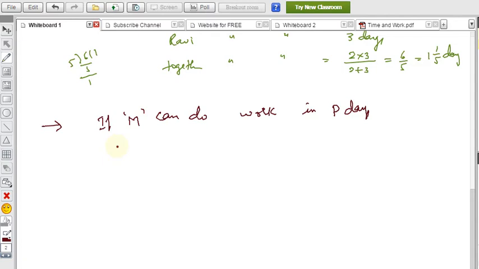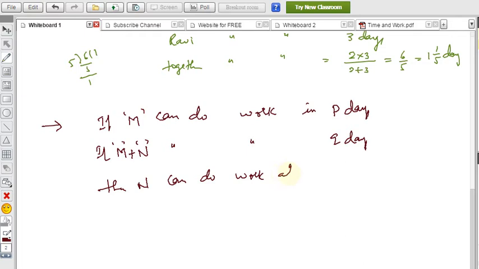With the help of N means M plus N. Both can do the work in Q days with the help of N. Then N can complete the work alone in P into Q by P minus Q. From P and Q, subtract the smaller from the bigger number. That is how long N can do the same work alone.